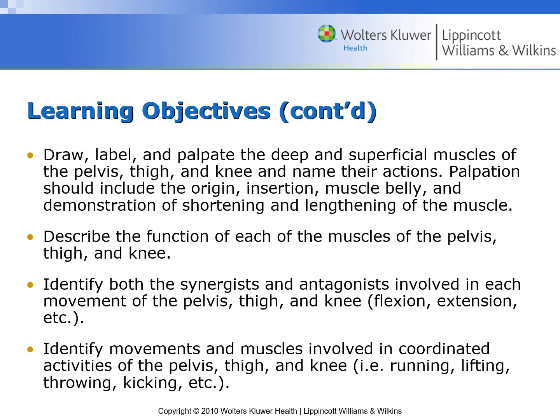We're going to draw, label, and palpate the deep and superficial muscles of the pelvis, thigh, and knee, and name their actions. Palpation should include the origin, insertion, the muscle belly, and demonstration of shortening and lengthening of the muscle. We're going to describe the function of each of the muscles of the pelvis, thigh, and knee. We're going to identify both the synergists and antagonists involved in each movement of the pelvis, thigh, and knee, such as flexion and extension. And we're going to identify movements and muscles involved in coordinated activities of the pelvis, thigh, and knee, such as running, lifting, throwing, and kicking.